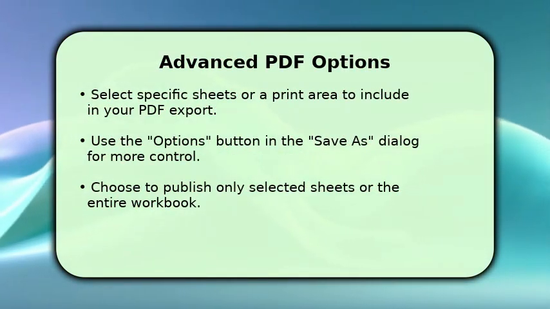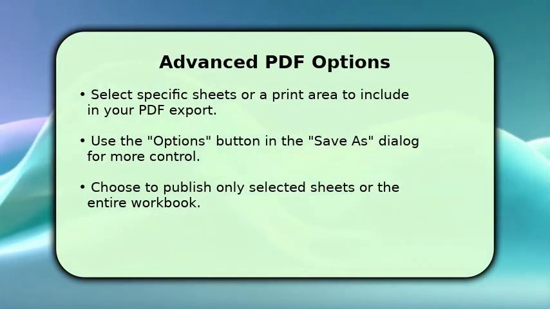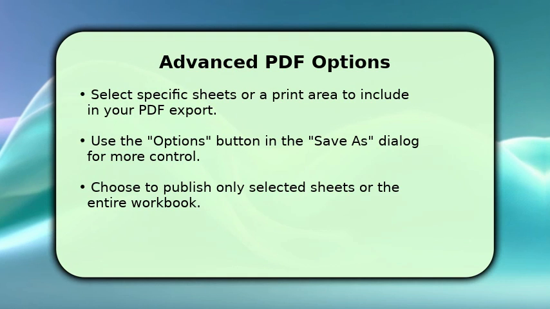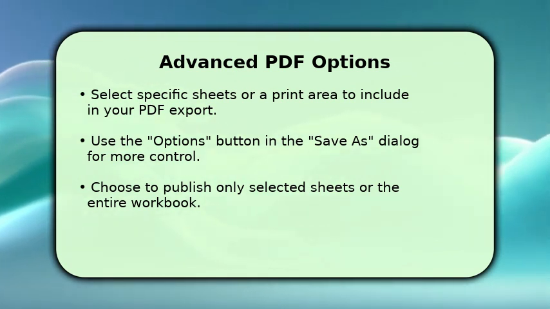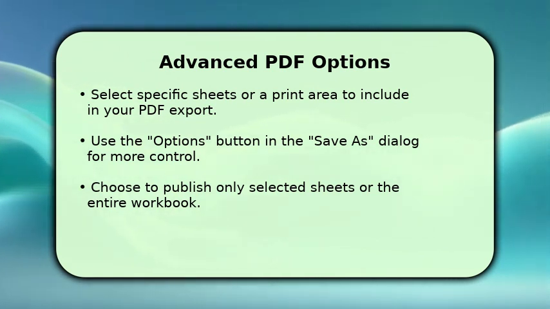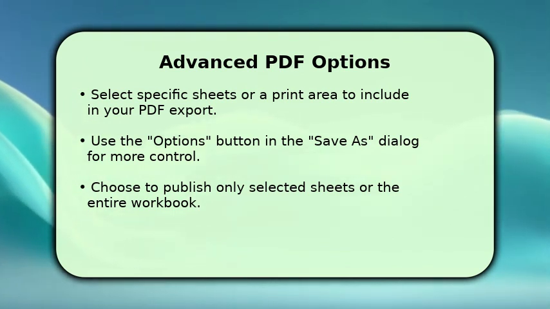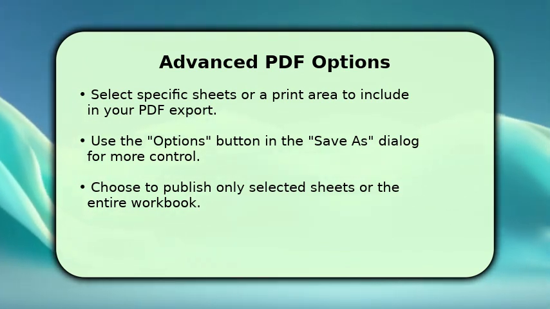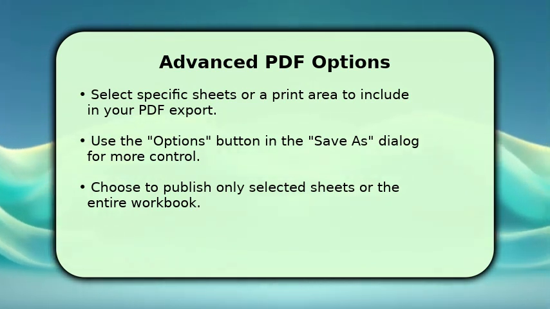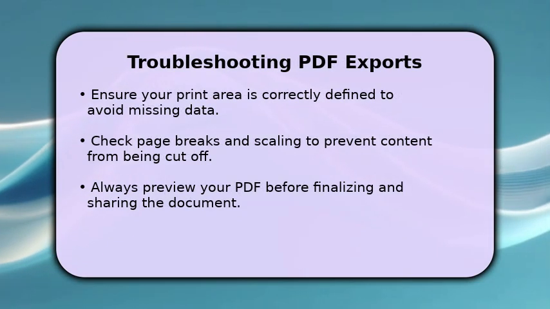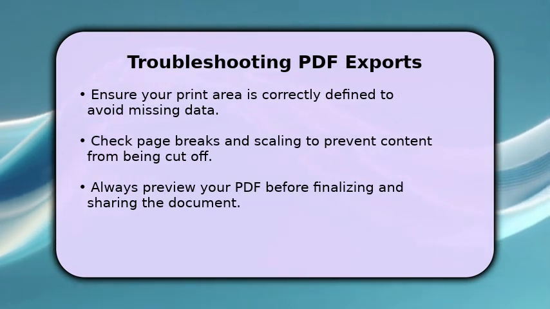For more control, explore the advanced PDF options. You can choose to publish only specific sheets or a defined print area rather than the entire workbook. This is incredibly useful for creating focused reports from larger datasets. Just click the Options button in the Save as dialog box to access these powerful settings and tailor your output precisely. Sometimes, your PDF might not look exactly as expected.